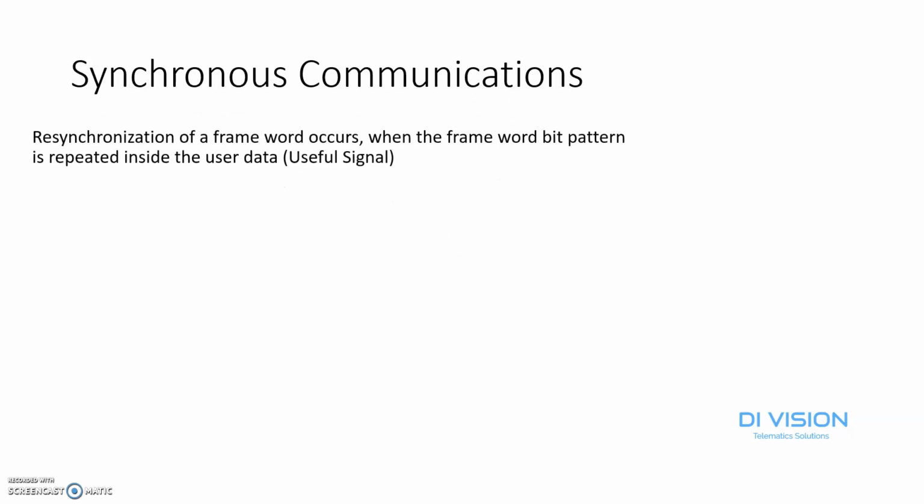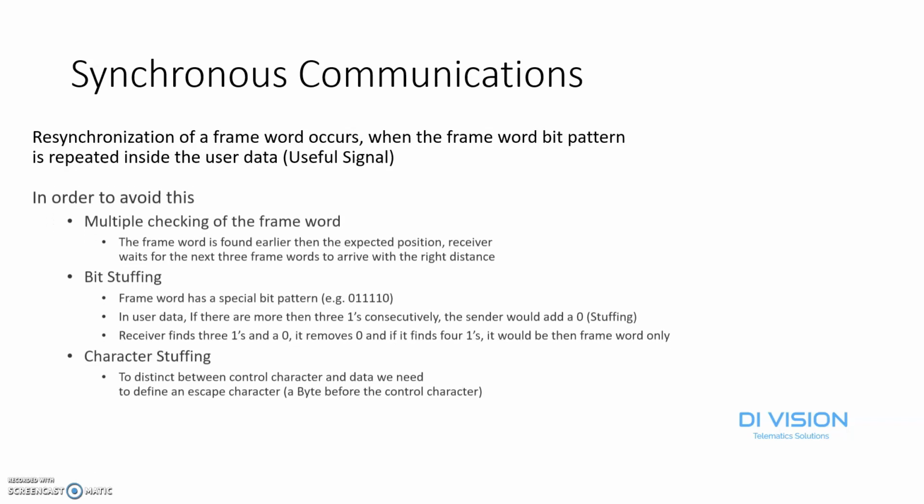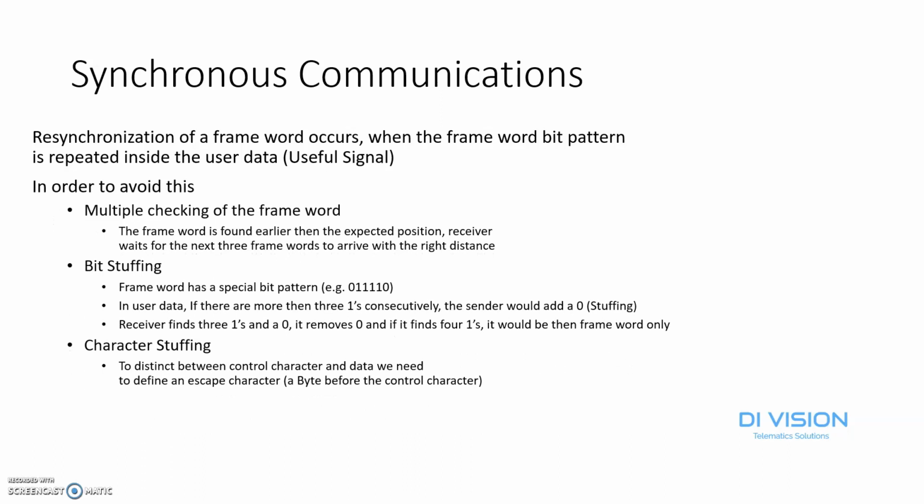Now, we want to avoid the resynchronization of a frame word, which occurs when the same bit pattern that we used for the frame word occurs in the user data itself. In order to avoid this, we have certain methods. First, multiple checking of the frame word. If the frame word is found earlier than the expected position, the receiver waits for the next three frame words to arrive at the right distance. In this way, the data is lost, but it can be requested from the sender again.